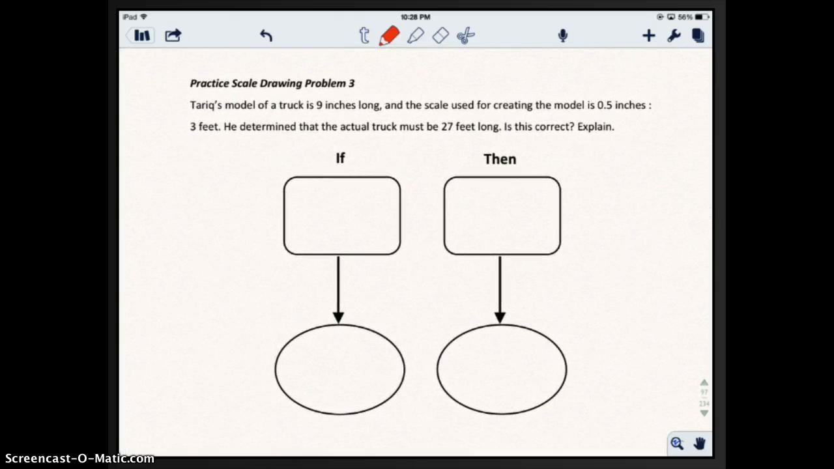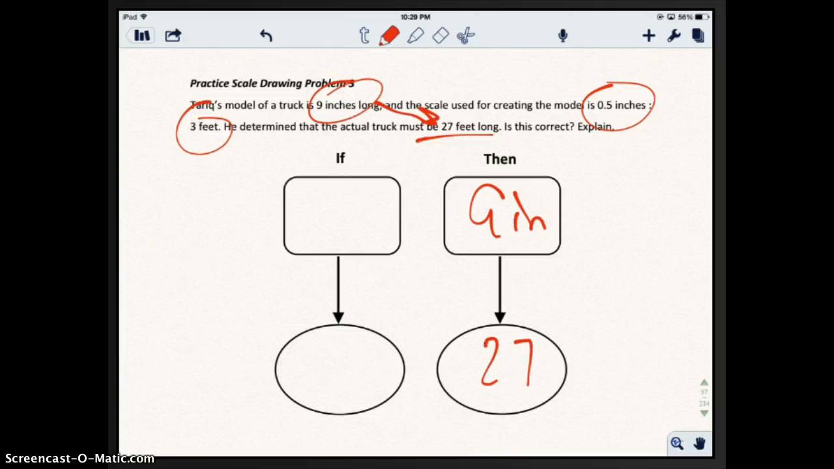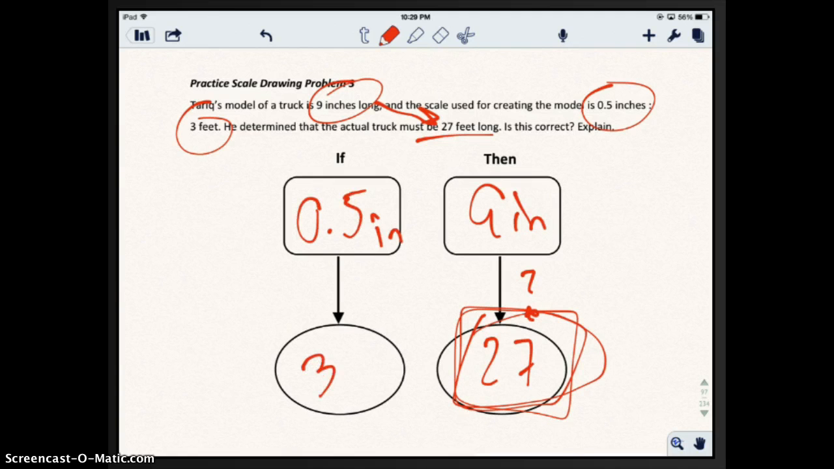Tariq's model of a truck is 9 inches long, so that's important, of course. And the scale used for creating the model is 0.5 inches, so half an inch to 3 feet. He determined that the actual truck must be 27 feet long. Okay, so the model is 9 inches long, and he thinks the real thing is 27. We're trying to figure out if this is right or not. Is this 27 correct? Because it's 0.5 inches to 3 feet.